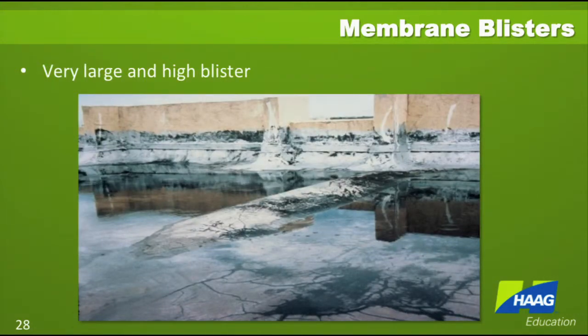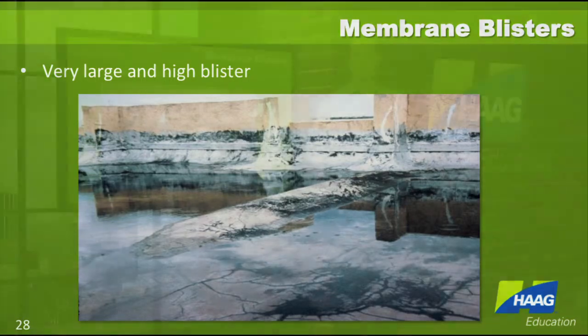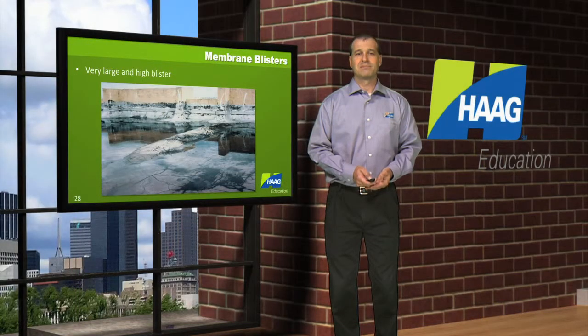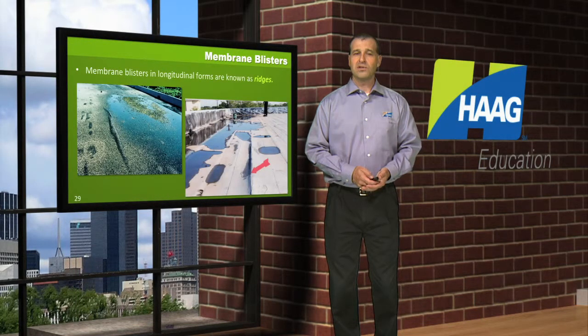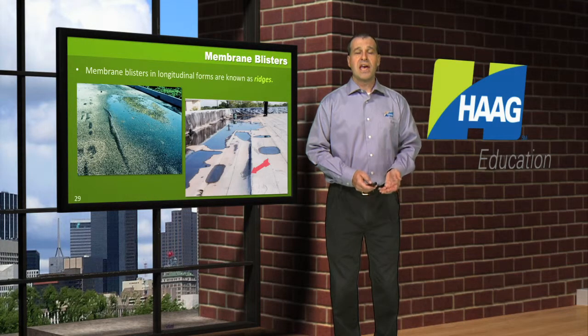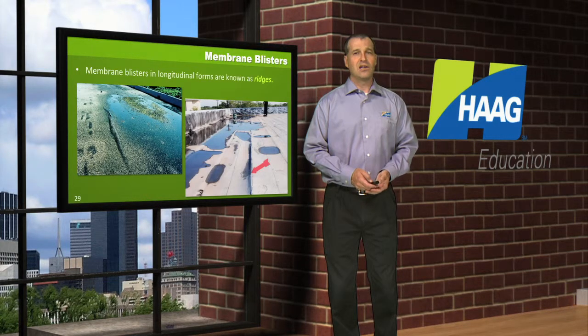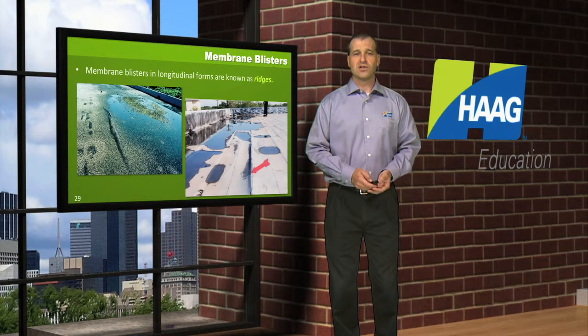Some blisters can be quite large and high, as we see in this photograph. When blisters are very elongated and narrow, another term for them is ridges, and these narrow ridges also are going to be quite sensitive to hail impact or foot traffic, and so best not to step on those at all. Just try to get over top of them.